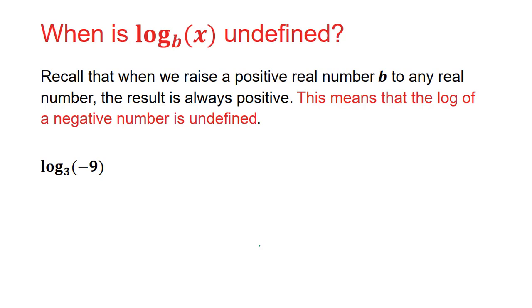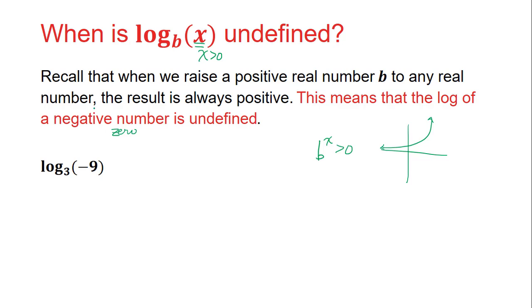Now, when is the log to the base b of x undefined? Remember, we talked about that the argument, that is the value of x, had to be positive. And recall that when we raise a positive real number b to any real number, the result is always positive, right? b to the x is always positive. When we think about the graph of the basic exponential function, our output value is always a y value that is positive. Therefore, the input of the log has to be positive. So the log of a negative number and actually the log of 0 is undefined.